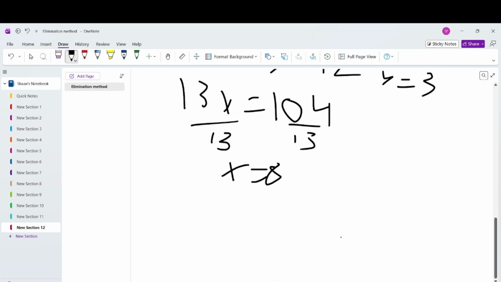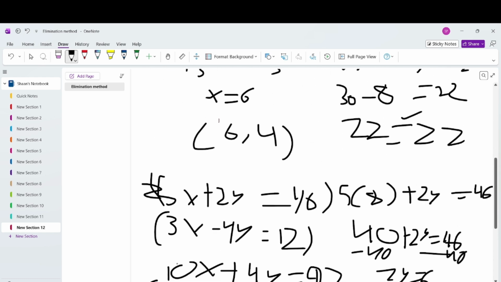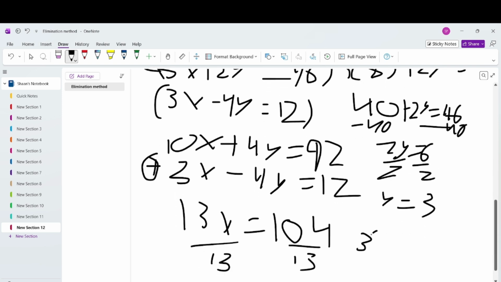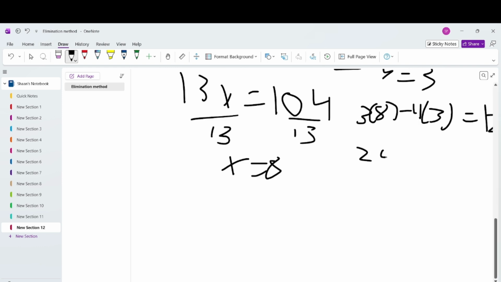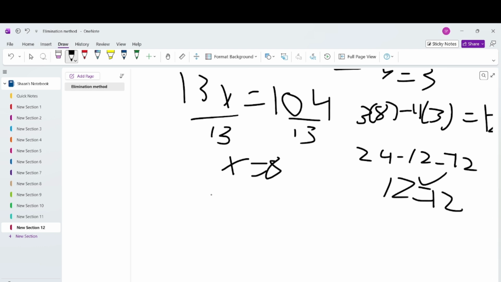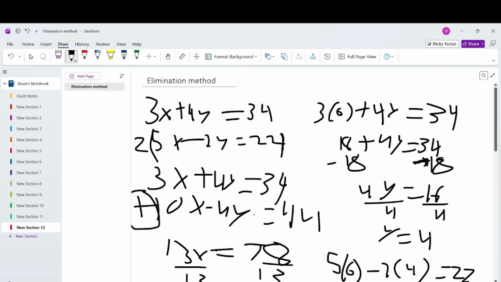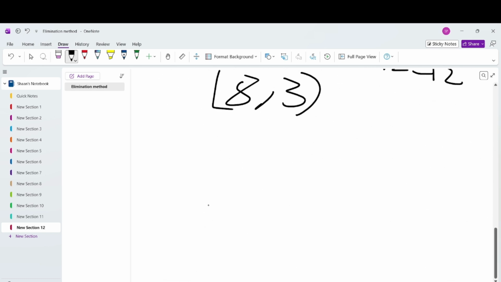But just in case we did not make any more mistakes, let's plug it into the second equation, 3x minus 4y equals 12. So 3 times 8 minus 4 times 3 is equal to 12. So 24 minus 12 is equal to 12, and 12 is equal to 12, which means that our answer is correct. And now the solution to the system is 8, 3. And for the first one, we got 6, 4. So that's how you solve a system of equations using the elimination method.